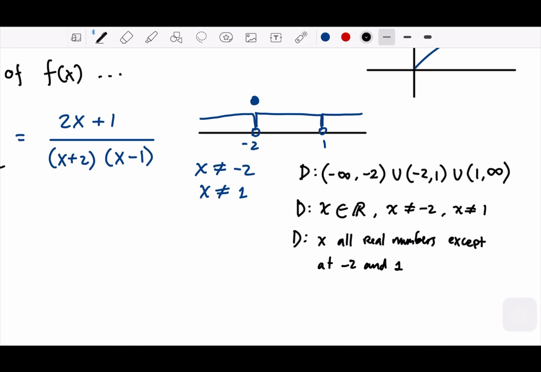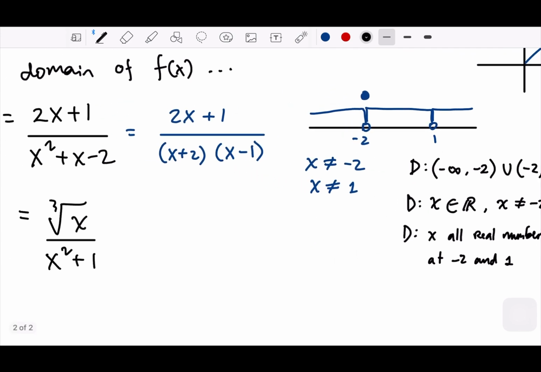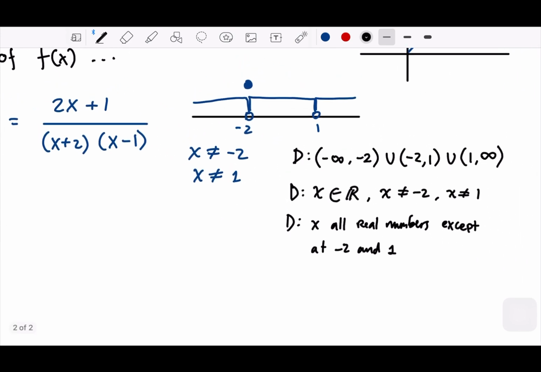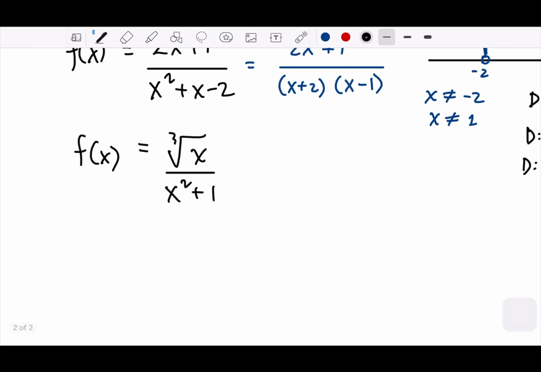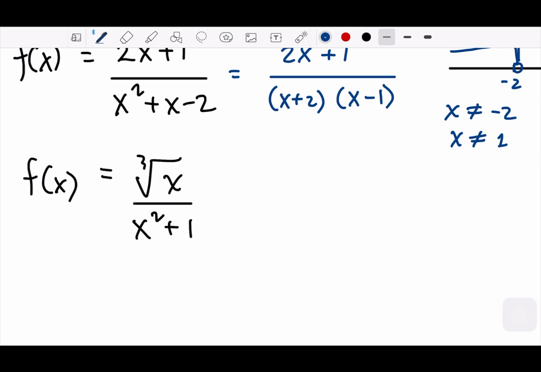Okay, let's continue. So this is the first example on how to look into the domain of our functions. Okay, the second one, you have the cubic root of x, and then divide by x squared plus 1. So what do you think the domain will be? So we have a cubic root of x and x squared plus 1.